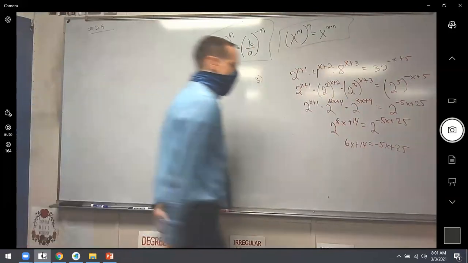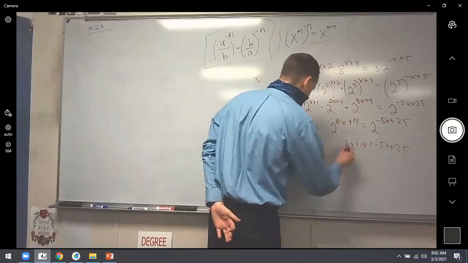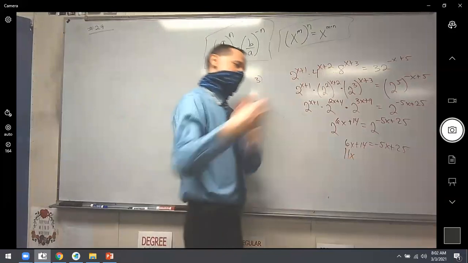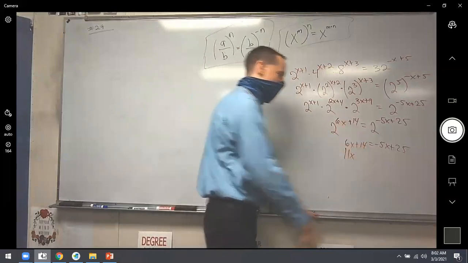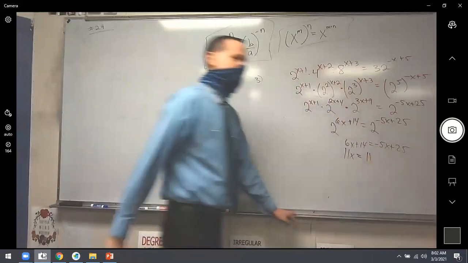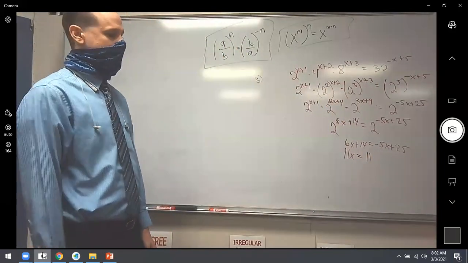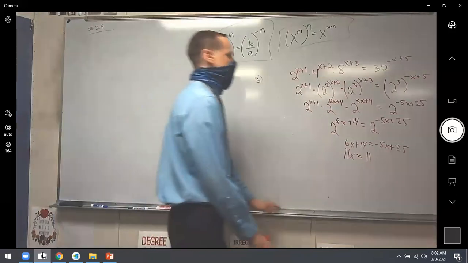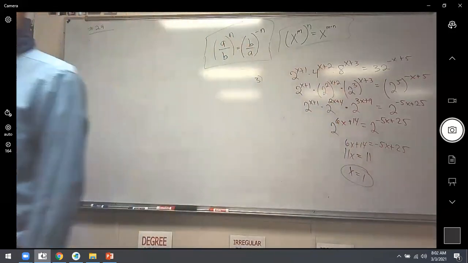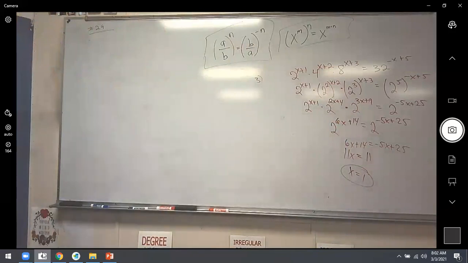If you add the 5x over to make this side positive, you'd have 11x's. You're putting the x's on the left, you probably want to put all the numbers on the right, so we'll subtract this 14, and 25 minus 14 is, guess what? 11. So if you divide by 11, you get a nice clean answer this time. Apparently, x equals 1. So that worked out just fine. Any questions over any of that?